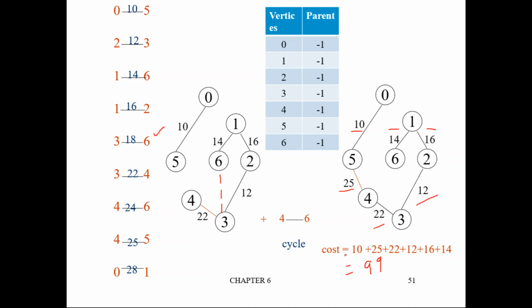Okay. 25 plus 10, 35, 57, 69, 69 plus 30 is 99. Okay, so this is the cost of this spanning tree, right?